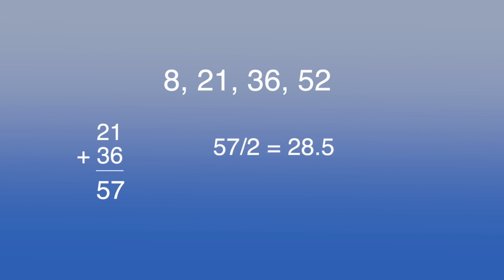So to calculate the mean or the average, and that's our last term coming up, to calculate the mean or average of 21 and 36, you would add them together and divide by 2. 21 plus 36 equals 57, and then 57 divided by 2 is 28.5. So our median for this set of numbers on the screen is 28.5.